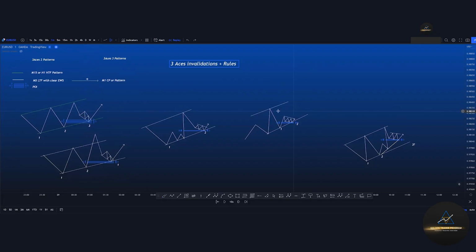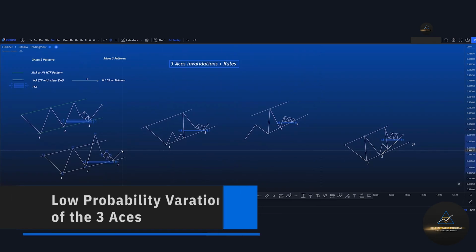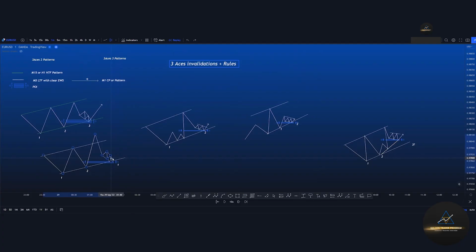Because sometimes you may get these different variations of the three aces, which yes, every now and again they do play out. But number one, they have a low win rate. Number two, the price action after once it's triggered in, it just becomes messy or it just hits a stop loss. So one of the first obvious invalidations of a three aces is when there's actually a boomerang, right? Because it invalidates the three aces, the three patterns.